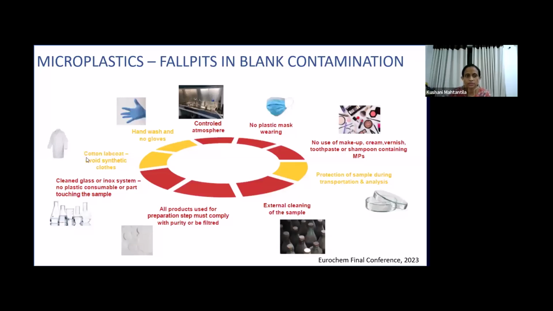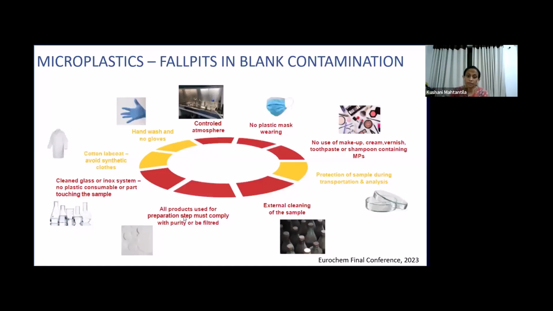Instead of synthetic lab coats, we highly recommend cotton lab coats when analyzing the microplastic. Hand wash is recommended and no gloves, but if you want, we can use only nitrile gloves because they are highly resistant to chemicals compared to other gloves. For the sample preparation, we can use a laminar flow environment, just for the sample preparation, sample weighing, and working with the conditions. And we can clean the glassware properly with RO water, and when not in use, cover it with aluminum foil to avoid contamination with dust.